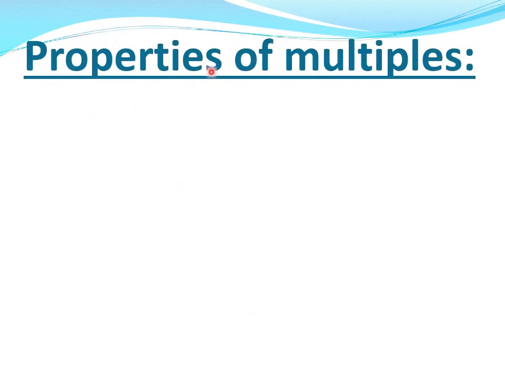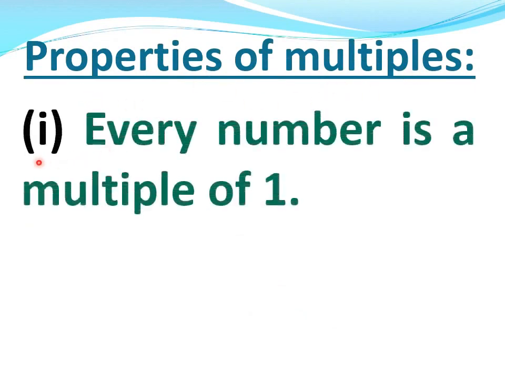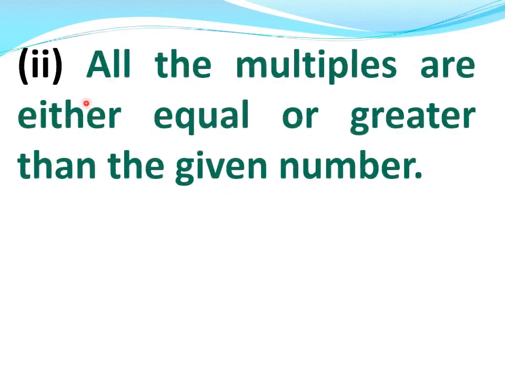Now, properties of multiples. First property, every number is a multiple of 1. Second property, all the multiples are either equal to or greater than the given number.